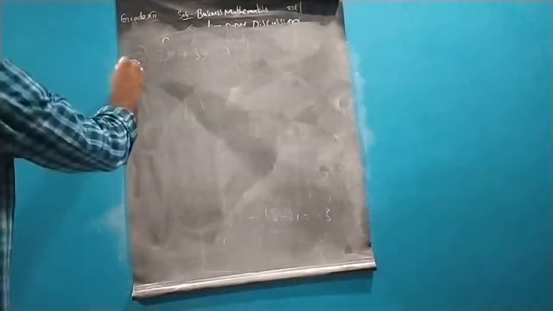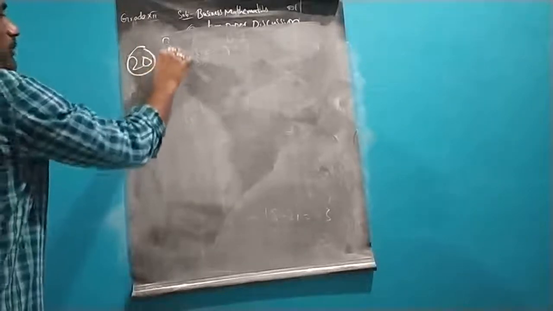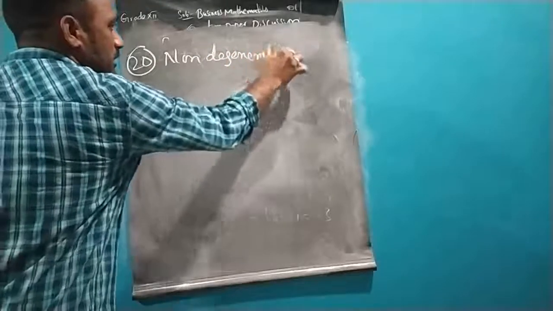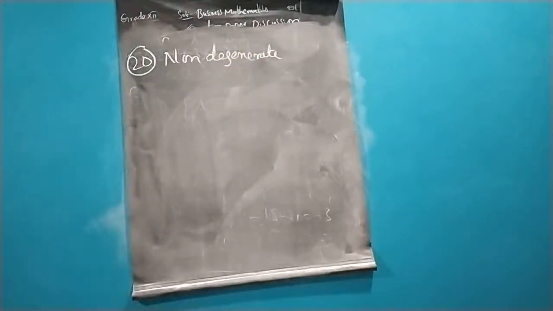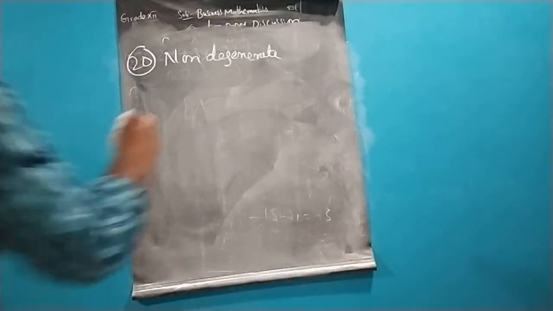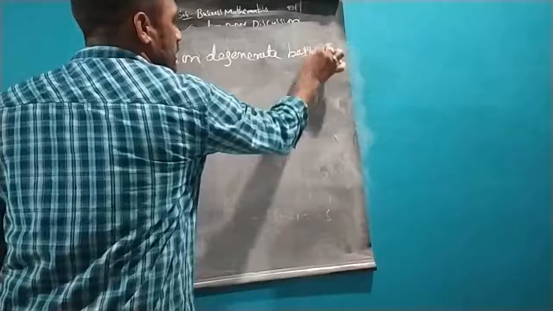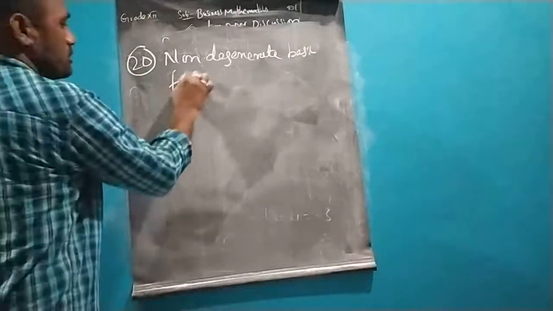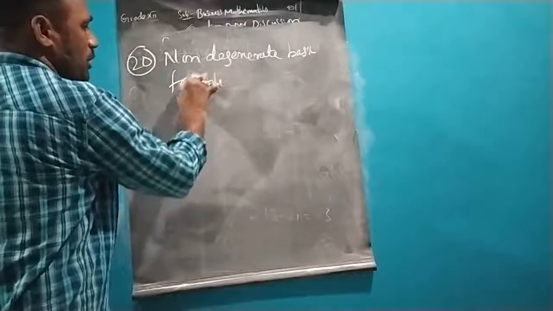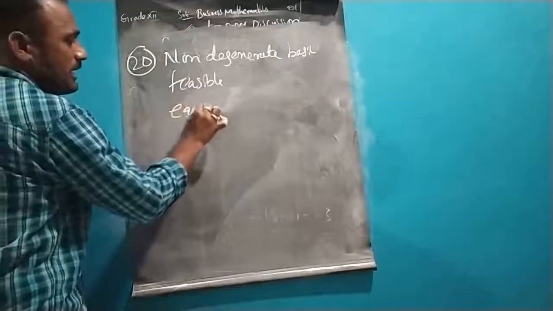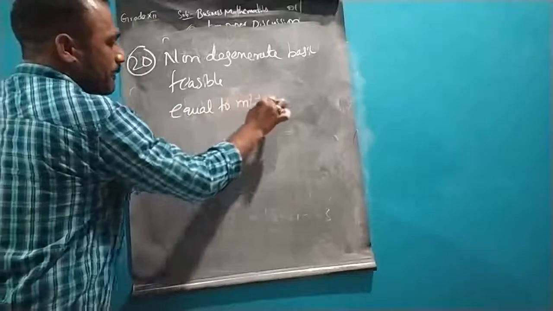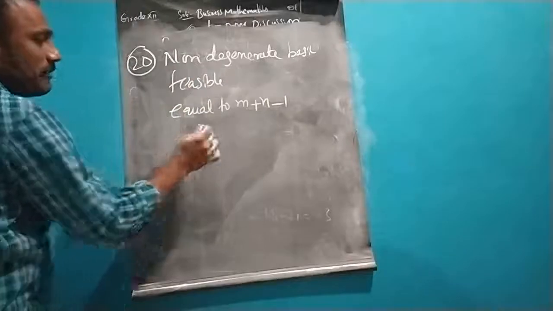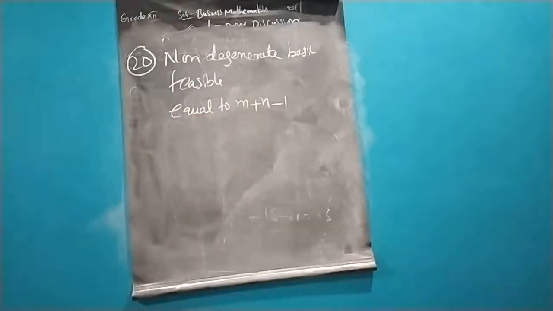Next, let us see the 28th MCQ question. So he is asking about non-degenerate basic feasible solution. Already we learned the definitions of this non-degenerate basic feasible solution. So the number of allocations for this will be equal to m plus n minus 1. If he is asking about degenerate basic solution, it will be less than m plus n minus 1. So remember these two.